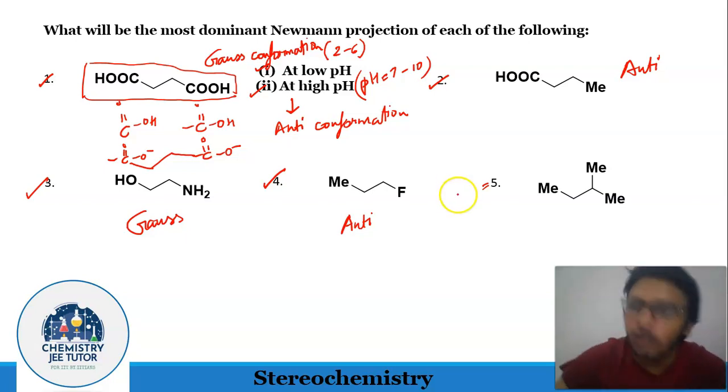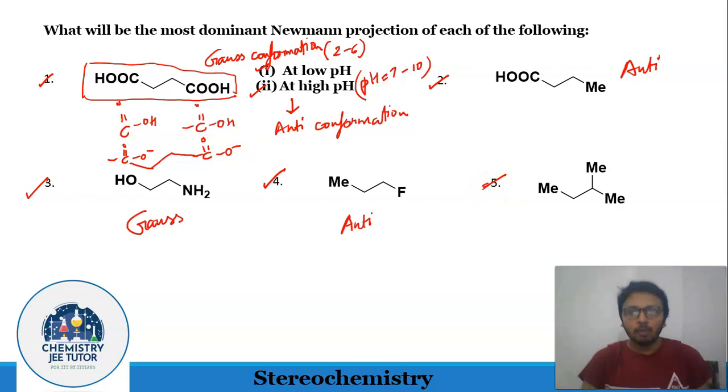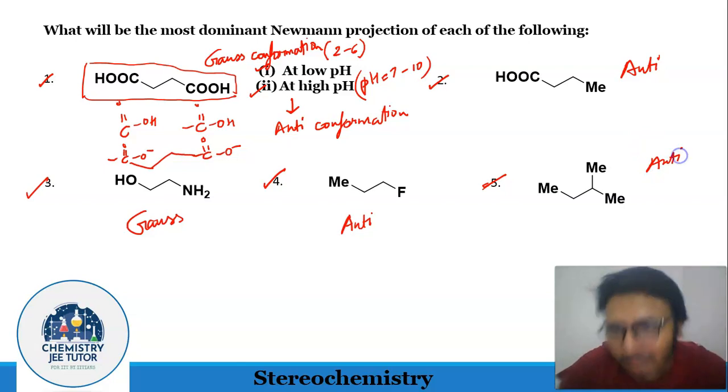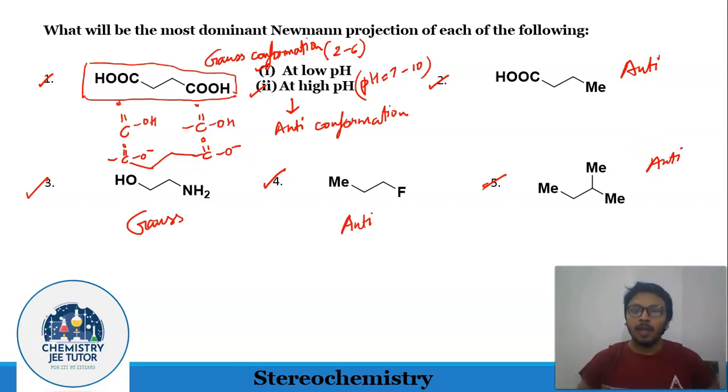Number 5, we need to draw the Newman projection. And why do I need to draw the Newman projection? Now if you see from here, it has 2 methyls. None of the groups are there which can exhibit hydrogen bonding. So it has to exist in the anti conformation. The answer is anti. But which anti? And why is there more than one anti? Let us look at it.